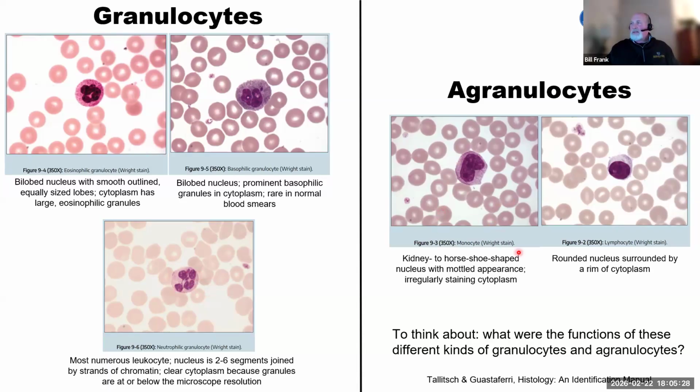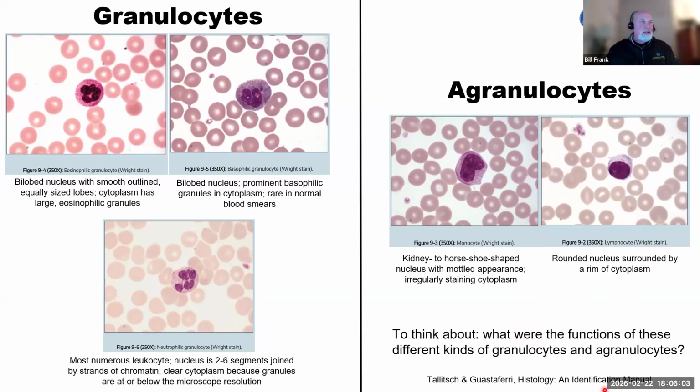The agranulocytes are going to have more of a center nucleus. The monocyte is going to have a kidney or horseshoe-shaped nucleus with irregular staining cytoplasm, and the lymphocyte has a smaller rounded nucleus with just a rim of cytoplasm around it. So if you think about what the functions are of these different kinds of granulocytes and agranulocytes.